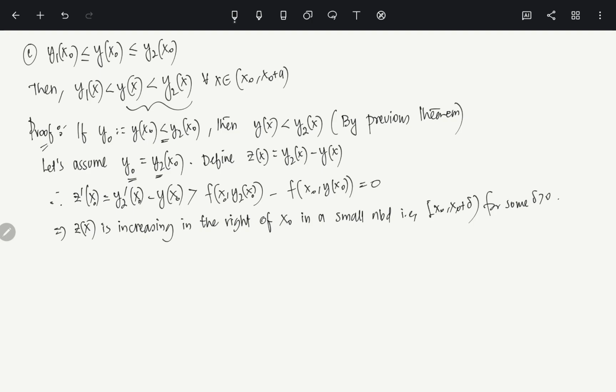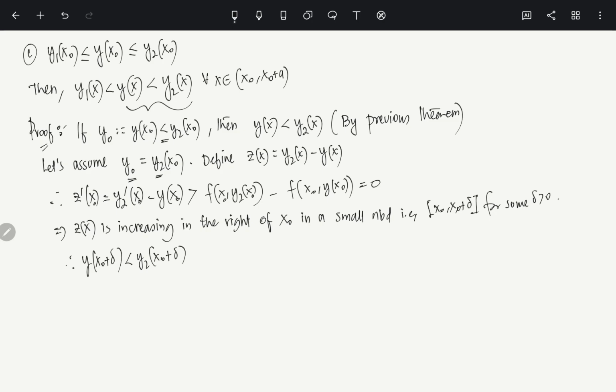Okay. So therefore, if z is increasing, it means that y at the point x naught plus delta is strictly less than y2 at the point x naught plus delta. It is increasing at that interval, right? So this is true. Of course, without loss of generality, let us write it as a closed interval up to x naught plus delta. Otherwise you can take delta by 2, it doesn't matter. So we can do this.